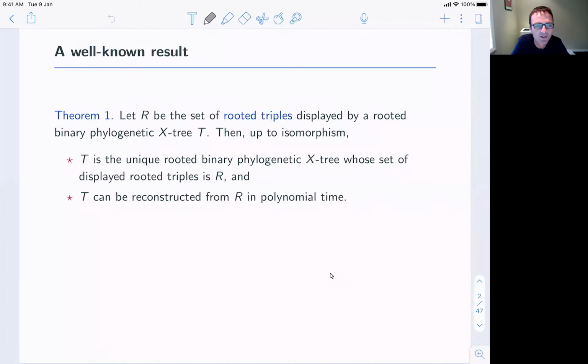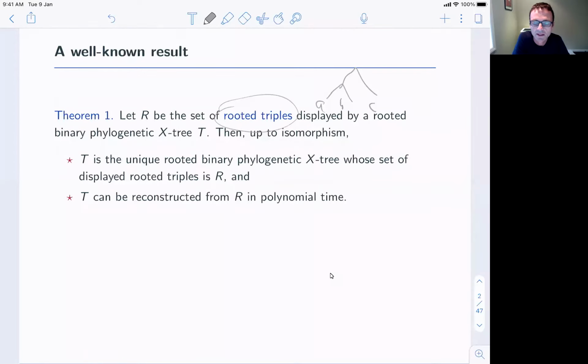So here's a well-known result that many of you will know. It's probably the first result you learn if you're doing mathematical phylogenetics. What you've got is a set of rooted triples, and just as a reminder, a rooted triple is a rooted binary phylogenetic tree on 3 leaves. If you take the set of rooted triples displayed by some binary phylogenetic tree T, then up to isomorphism, T is the unique tree whose set of displayed rooted triples is R.